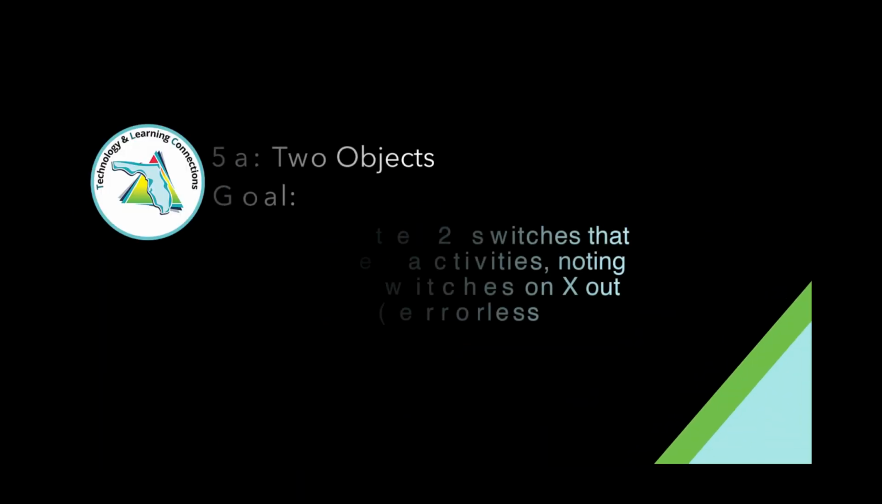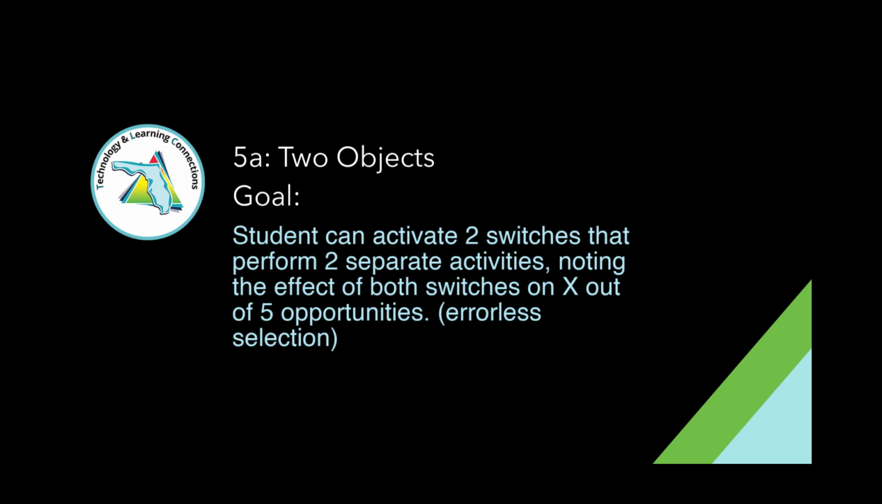A sample goal for Level 5A might sound something like, the student can activate 2 switches that perform 2 separate activities, noting the effect of both switches on X out of 5 opportunities. This is an example of errorless learning. That wraps up this video for Level 5A, 2 Objects.